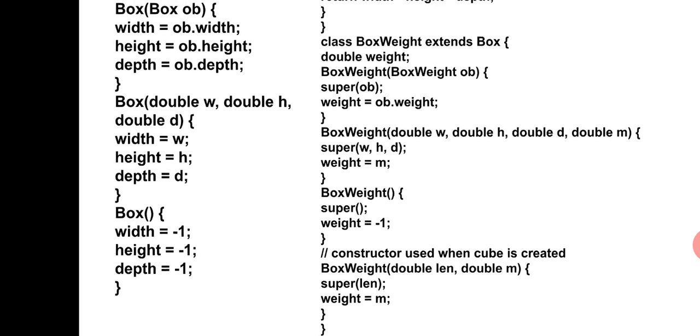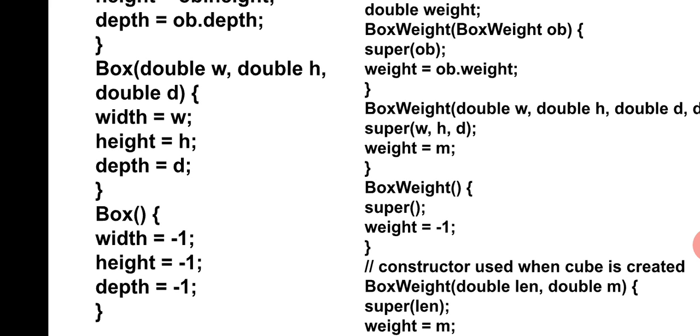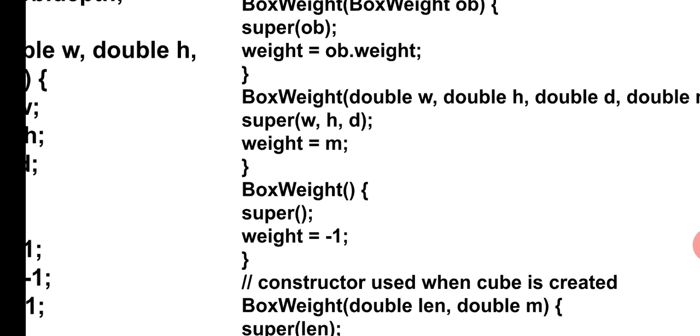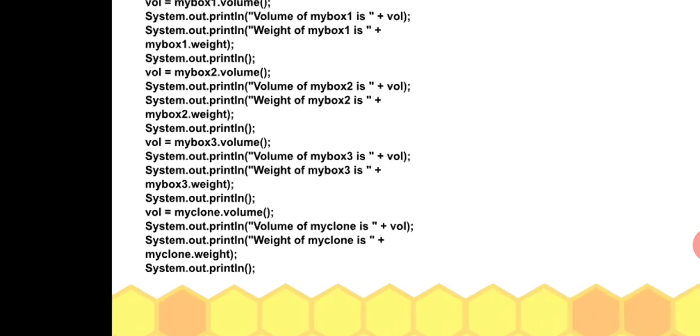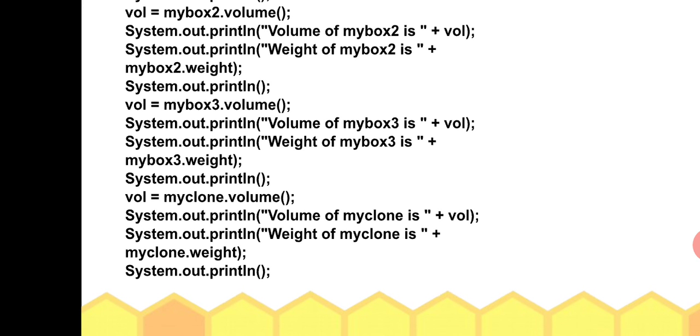Again, the super method, what happens? The super method will invoke the box default constructor. Now -1 will be assigned to width, -1 will be assigned to height, -1 will be assigned to depth, isn't it? So next, -1 will be assigned to the weight variable as well. The same thing will be used here also. So volume will have some value and my box 3 will have -1. Fine, this is how it works.